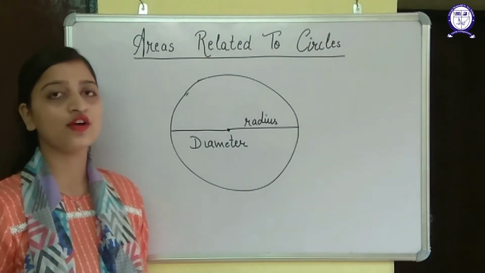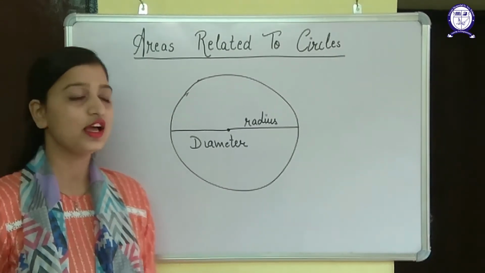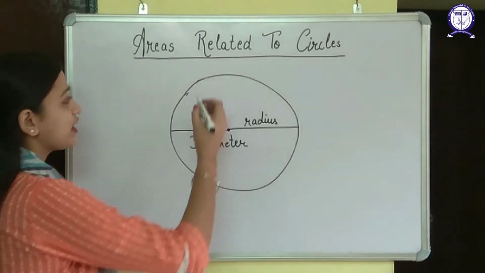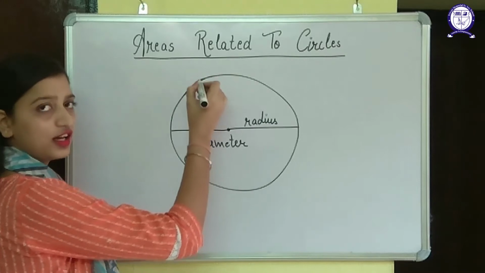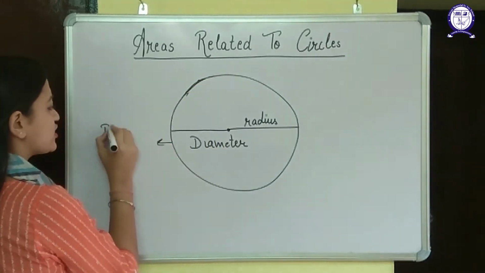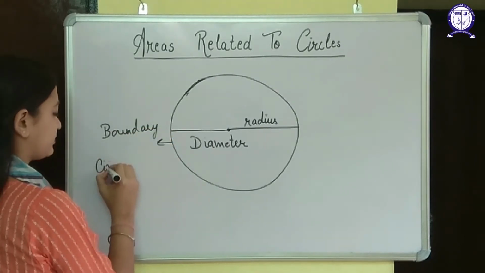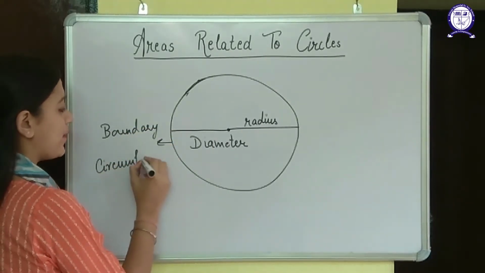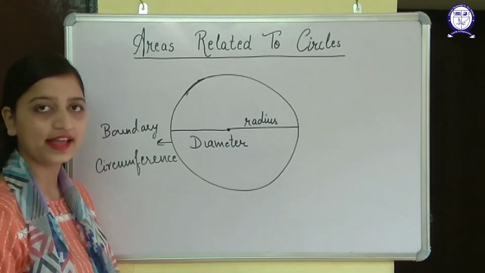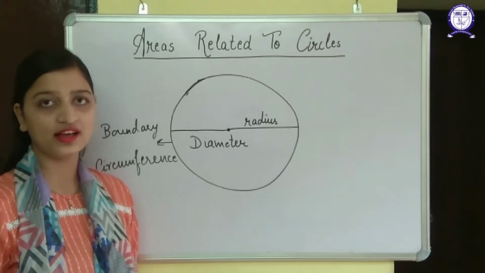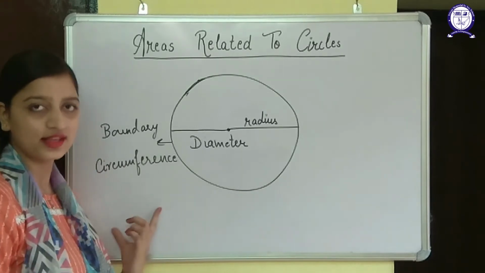All these concepts of circumference and area are already done in our previous classes. Now what is the circumference? Circumference is the boundary of this circle. The boundary is called circumference, or you can say a perimeter. Whenever we talk about any other figure such as a rectangle, square, or triangle, we talk about perimeter, but for a circle that term is known as circumference.